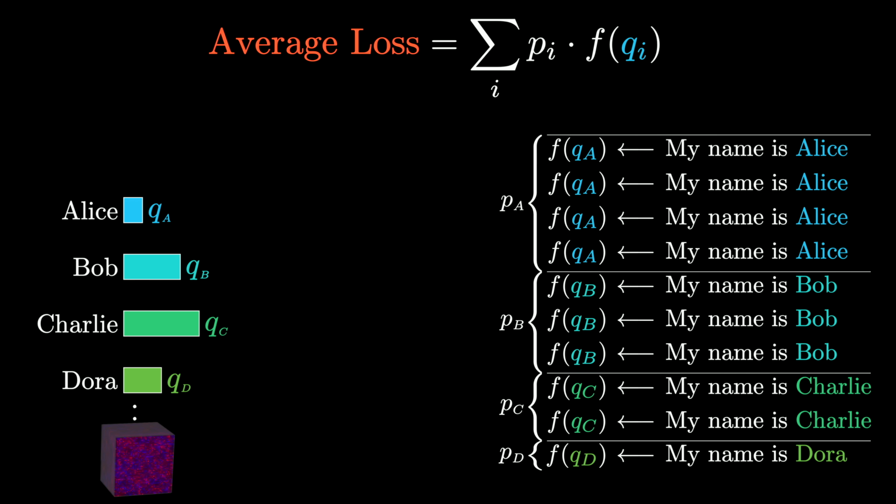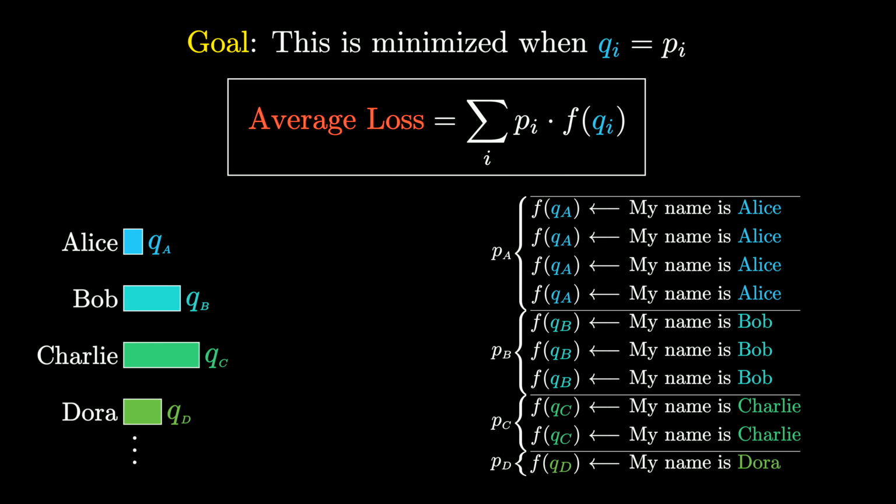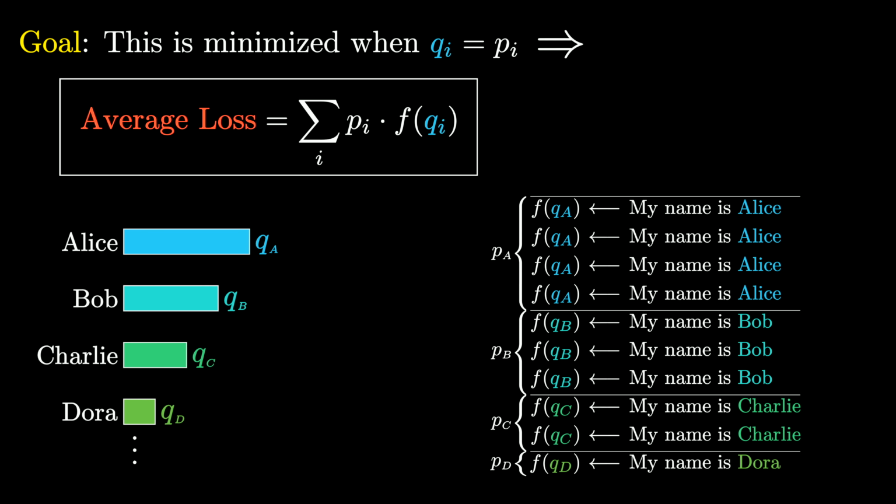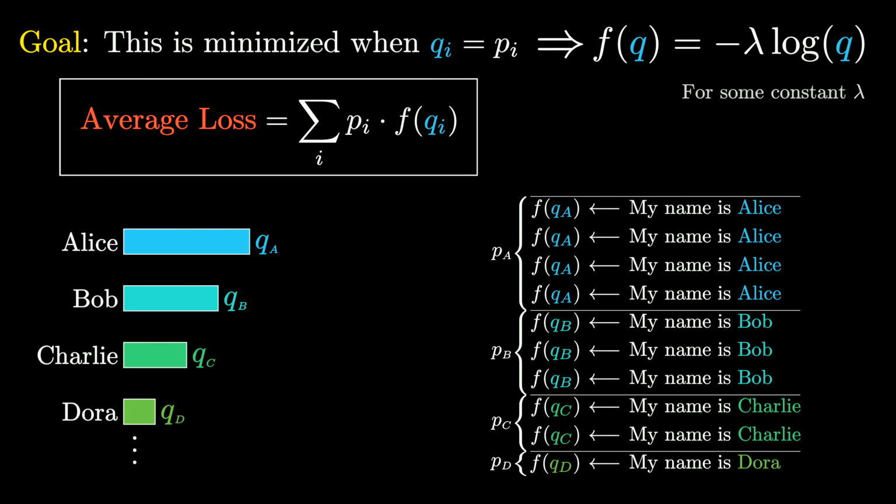If we switch back to writing this per example loss with some generic function f, and you say you would like it to be the case that the full average loss over all of the examples is minimized only when the model's output matches the statistics that show up in the data, there's actually a really nice mathematical argument for why f has to be a logarithm.